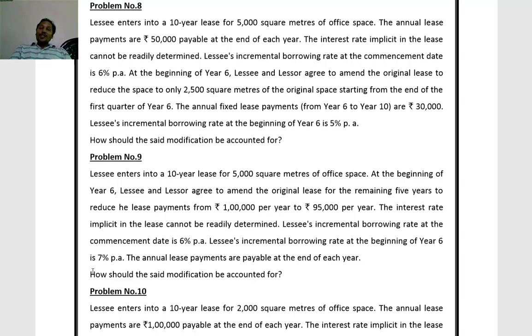The annual lease payments are payable at the end of each year. How should the said modification be accounted for? For accounting purposes, the modifications will be classified into 3 types. First one, modification with an increase in the scope and an increase in remuneration commensurately. If both are fulfilled, it has to be considered as a separate lease agreement.